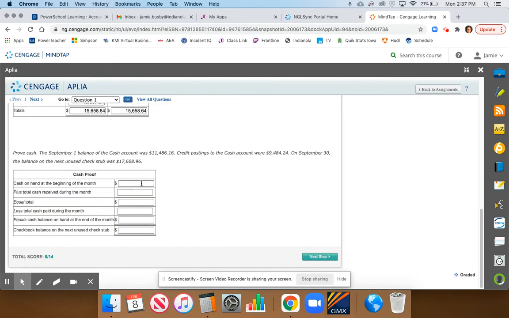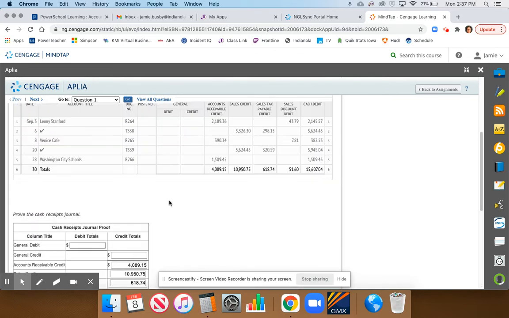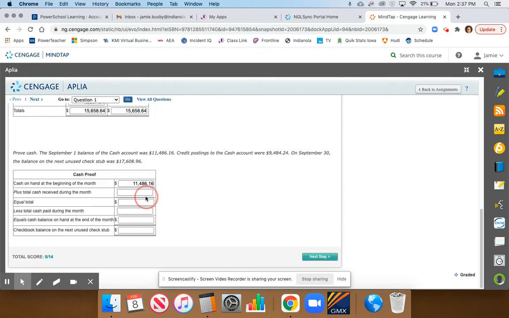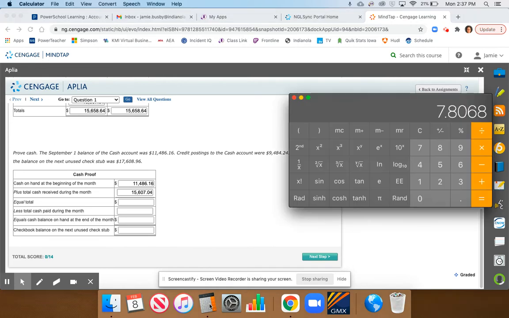Next, we need to prove our cash. So the cash on hand at the beginning of the month. Cash on hand September 1st, given in our instructions, $11,486.16, plus the total cash received during the month. Total cash received during the month would be our cash debit, $15,607.04. So we need to add those up.